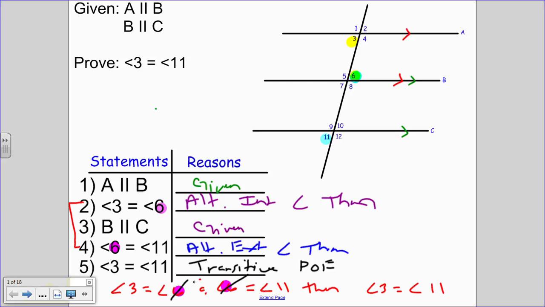And in order to remember that, you had to go back to the property sheet from Unit 2, where it had all the properties listed that we use for our algebra proofs and our geometric proofs. So any property we've talked about so far, any theorem we've talked about so far, could be a possible reason in any proof.